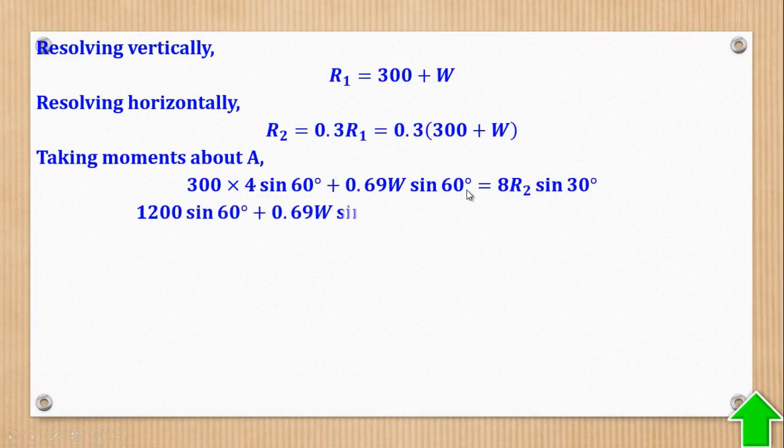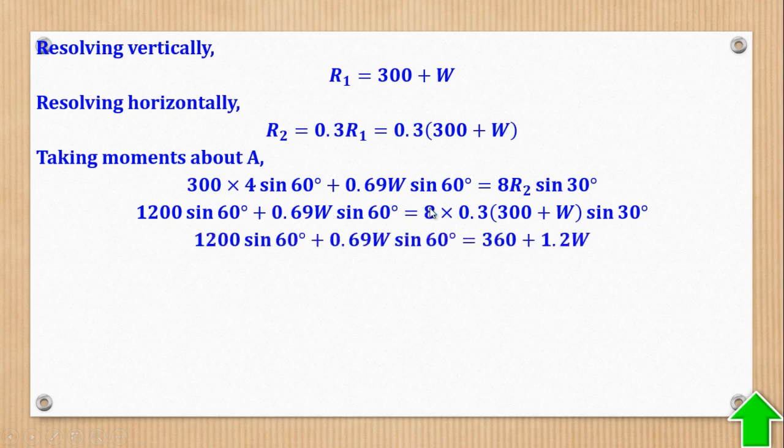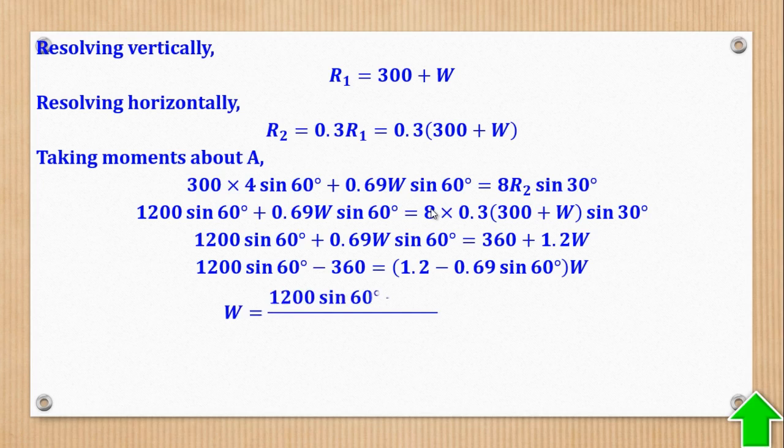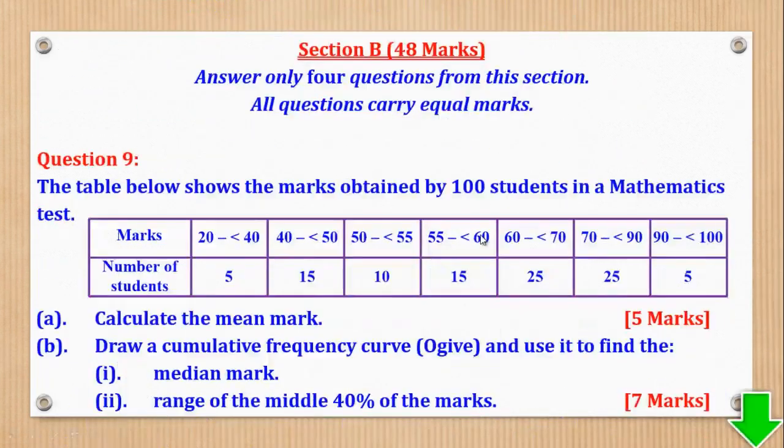The next is to simplify. Substitute for R2. We have only W, which is an unknown, therefore our aim is to make it the subject. So I already covered the topic of moments, so you can go to the video and watch it. So when I make W the subject, I'll come up with that as the weight they wanted. So that was section A. Now we shall go to section B.